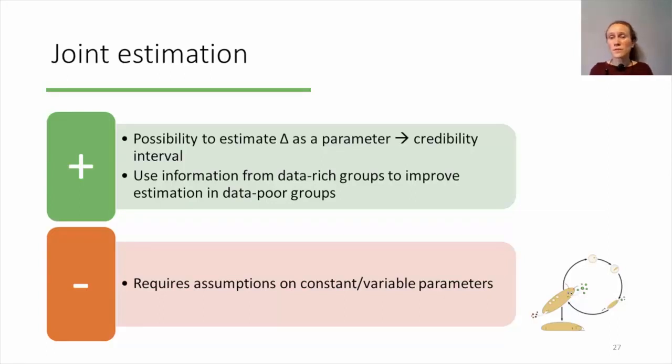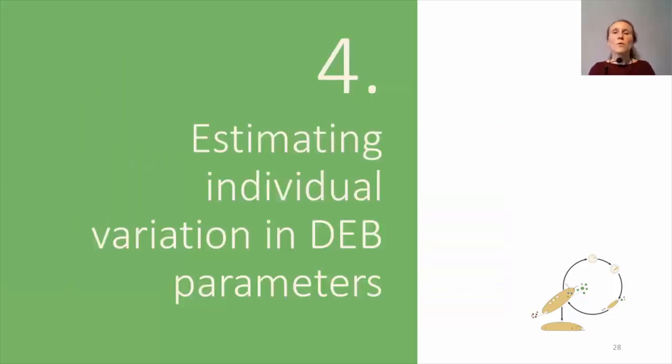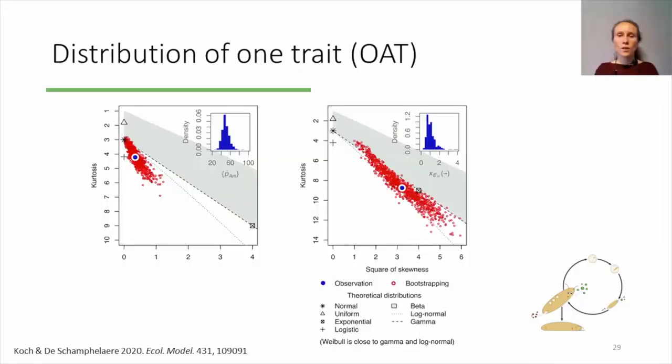Also, their main problem is that they require more assumptions on which parameters are constant or variable between groups, although using the augmented loss function partly solves this because it allows a more continuous variation between groups. Now, we will come to methods which are a bit more recent, most of them to try estimating individual variation in their parameters.